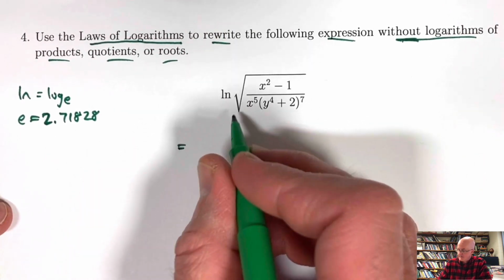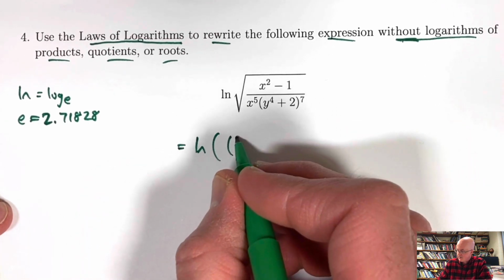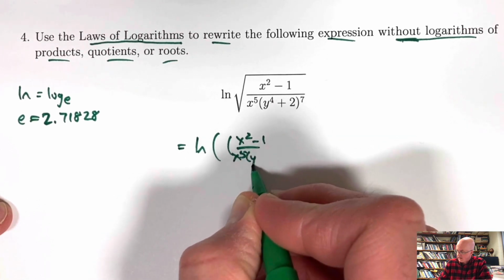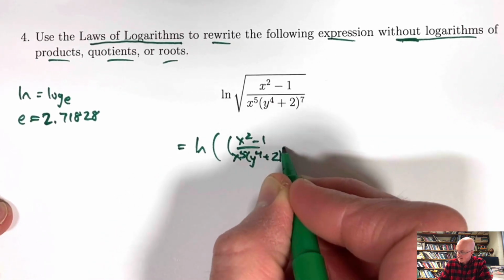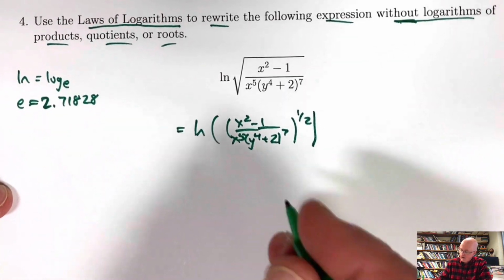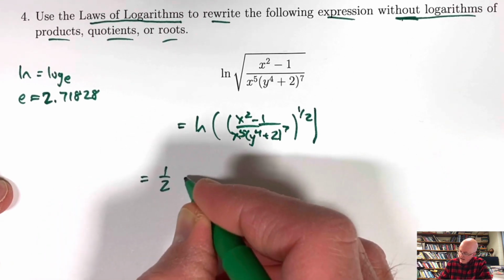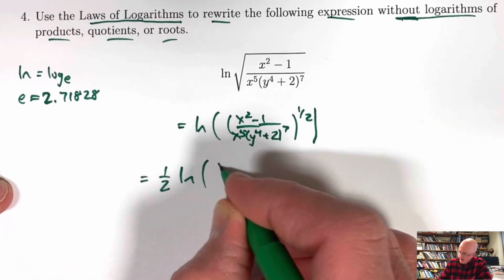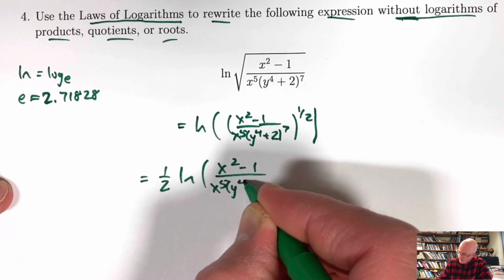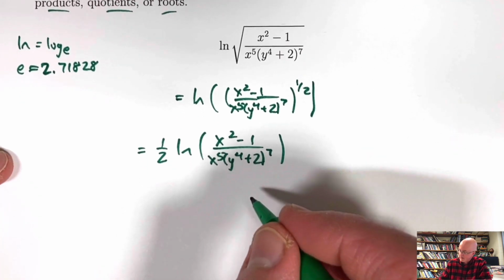First thing to do here, because of the square root, is write it as a 1/2 power. So we have this entire big fraction, x squared minus 1 over x to the 5th times y to the 4th plus 2 to the 7th. All that is being raised to the 1/2 power. I do that so that I can bring the 1/2 out in front. So I have 1/2 ln of that fraction, x squared minus 1 over x to the 5th times y to the 4th plus 2 all to the 7th. Yeah, don't expand that out. Don't use the binomial theorem there.